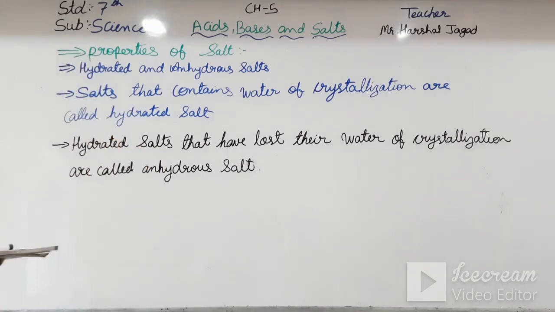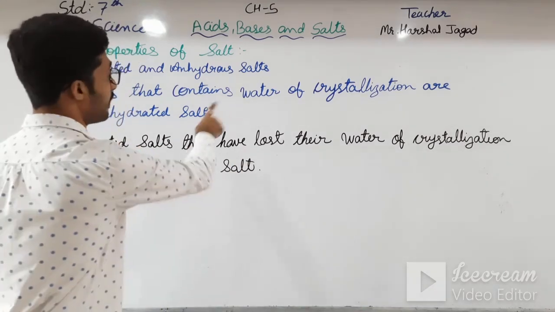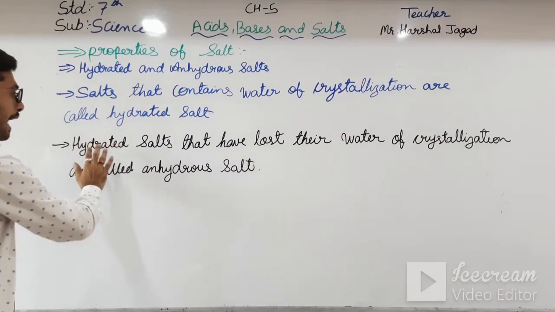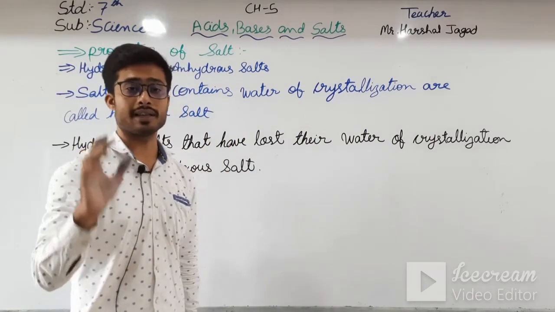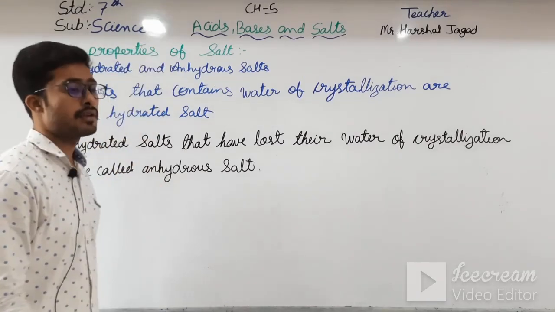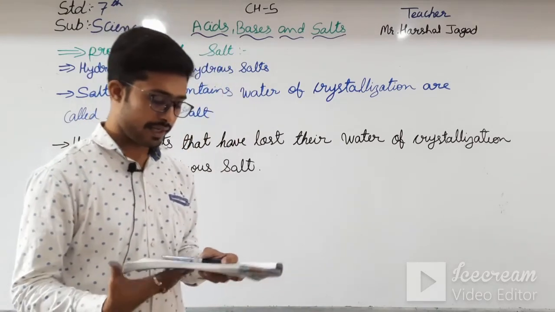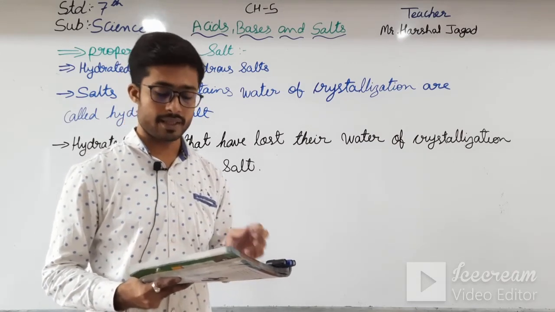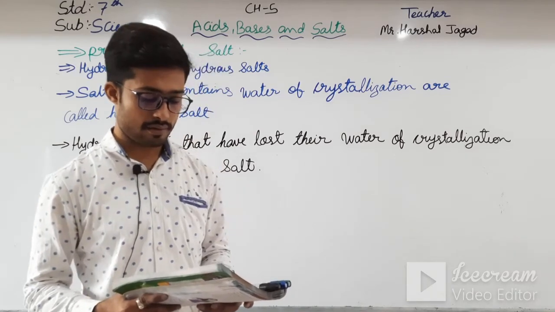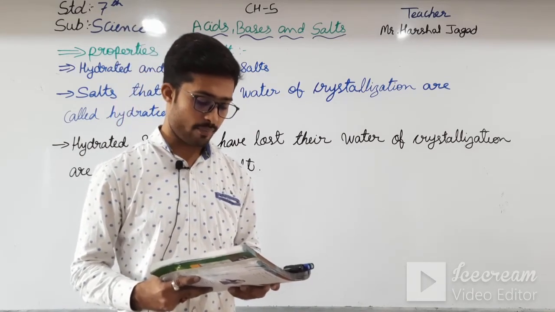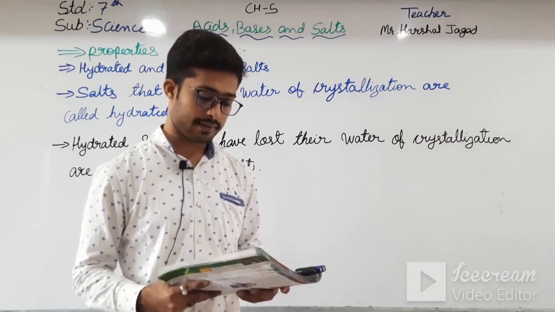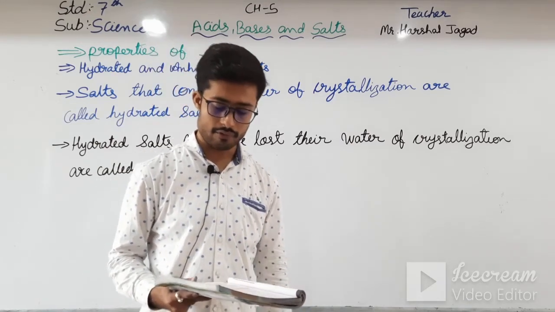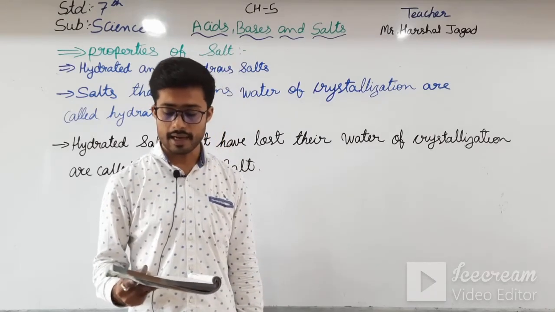Okay students, what is hydrated salt? Salts that contain water of crystallization are called hydrated salt. And what is anhydrous salt? Hydrated salts that have lost their water of crystallization are called anhydrous salts. For example, hydrated copper sulfate is blue in color. When heated, this salt loses its water of crystallization and forms a powdery substance called anhydrous copper sulfate, which is white in color. Some of the hydrated salts and their chemical formulas and uses are given. You just see it at your home.